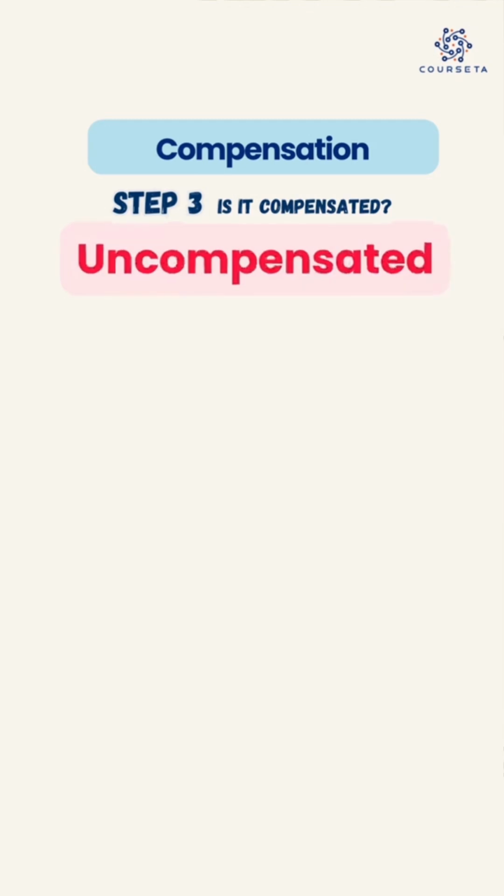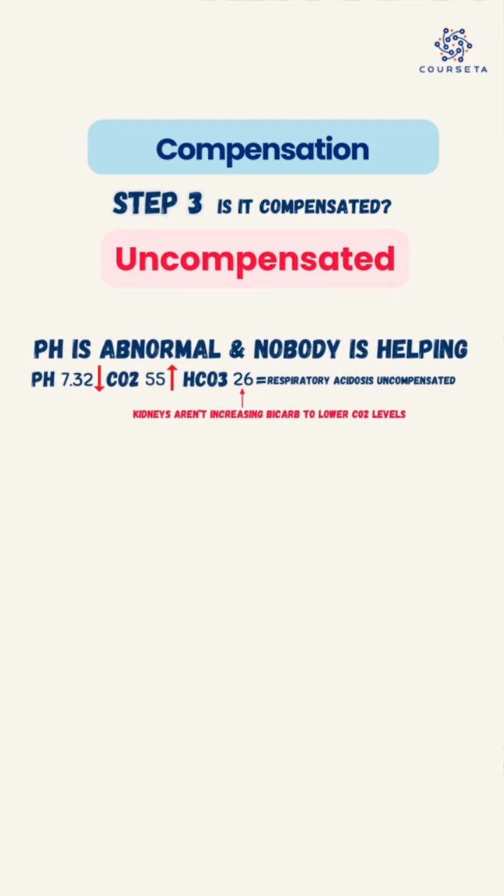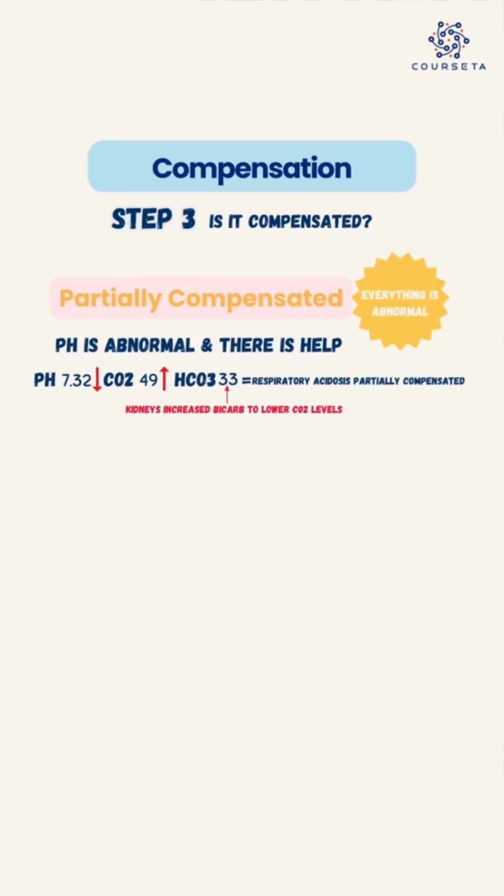So uncompensated, the pH is abnormal and nobody is helping. Whether it's respiratory or metabolic acidosis, for example, either the CO2 or the HCO3 is going to be in normal range, where it should be out of range to compensate the acid or the alkaline. Now the next 2 options are very easy because there are some simple rules that you can follow that will help you identify it immediately. So partially compensated.